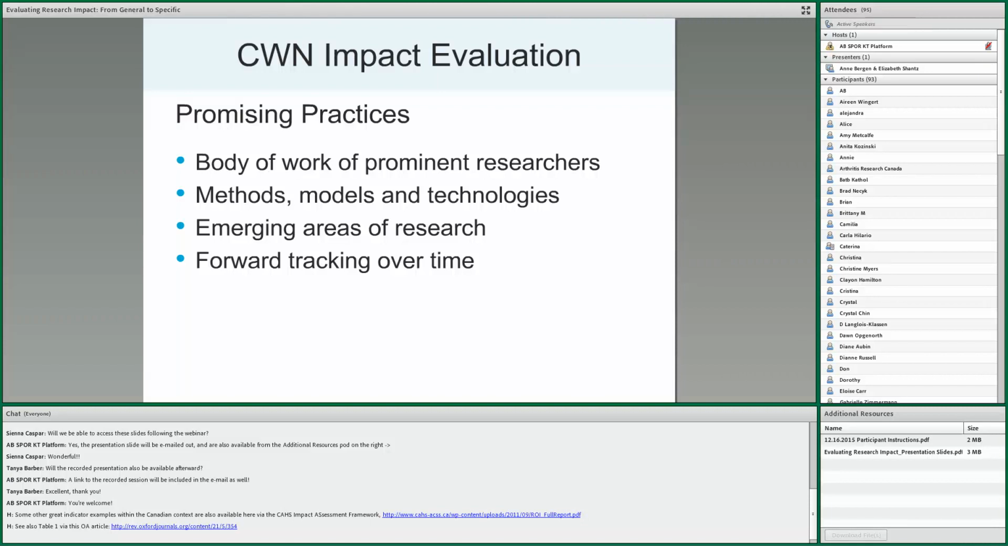An example is some of the recent work on emerging contaminants in water. And finally, being able to track these impacts forward over time is going to be really important for our organization. We want to continue to track our impact over time and make sure that we are getting a full picture of how projects and our programs have affected environmental, public health, and economic benefits in Canada.